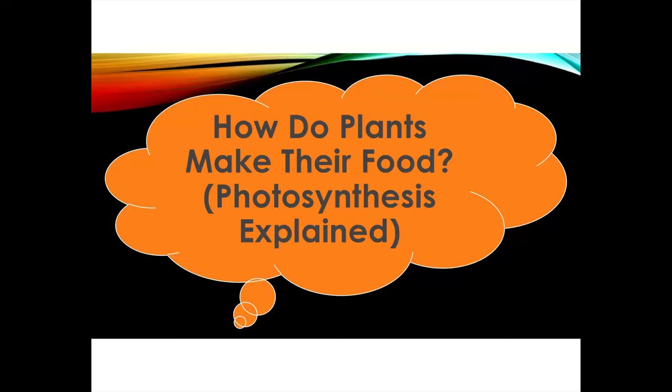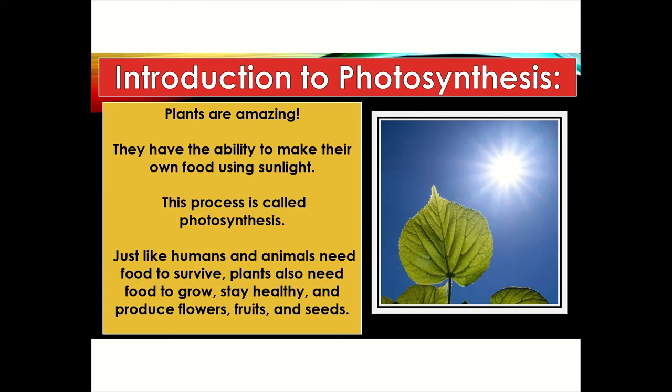How do plants make their food? Photosynthesis explained. Plants are amazing. They have the ability to make their own food using sunlight. This process is called photosynthesis.